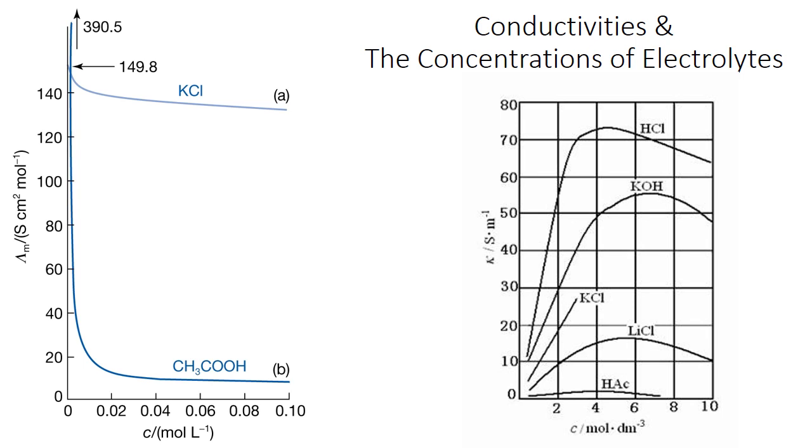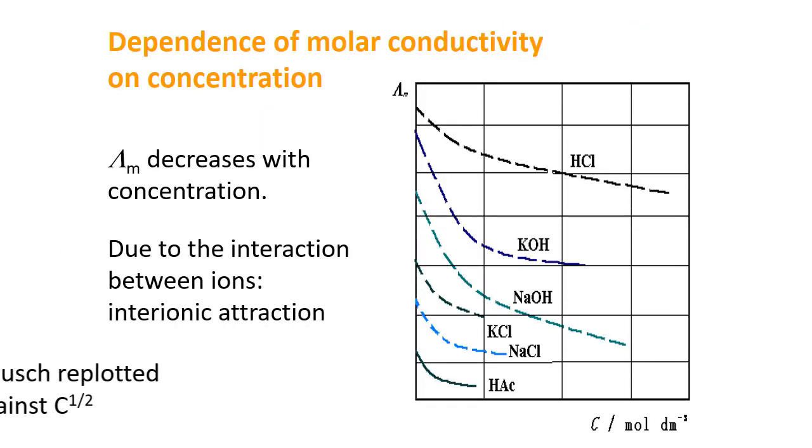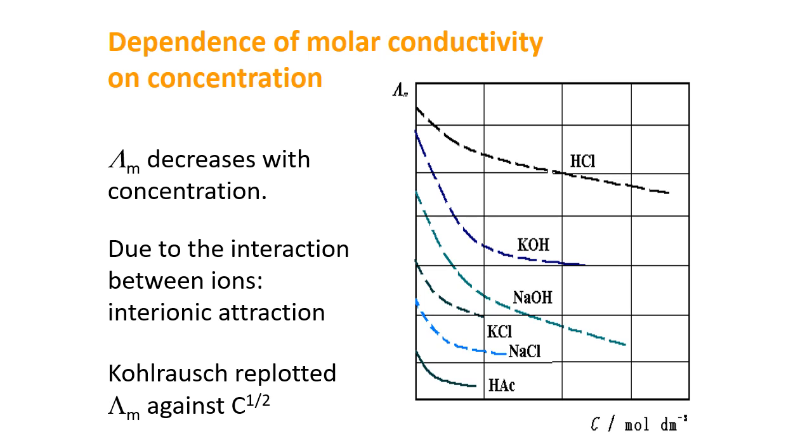On the basis of this we got Kohlrausch's equation. If we increase the concentration, then the interaction between ions increases. That is what we know as mobility. If we decrease the concentration, then the mobility of ions will increase. That's why molar conductivity decreases with concentration. Due to the interaction between ions, that is nothing but interionic attraction, this happens.